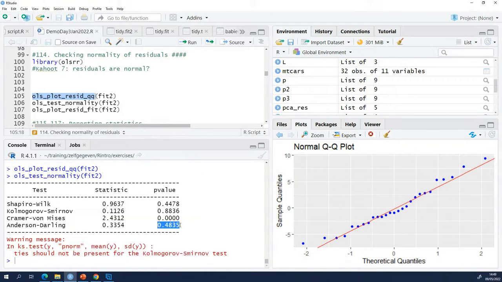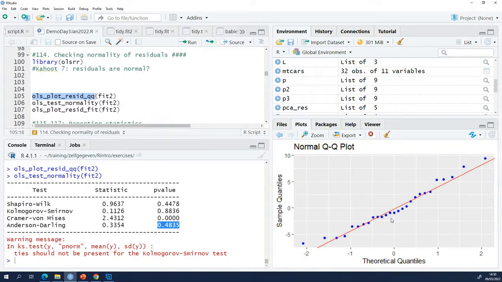They often agree because they do more or less the same. If these p-values are higher than 0.05, yes, the residuals are normally distributed. But here again, you have to make sure that if you have a lot of residuals, this is not that much, it's around 20, 25.